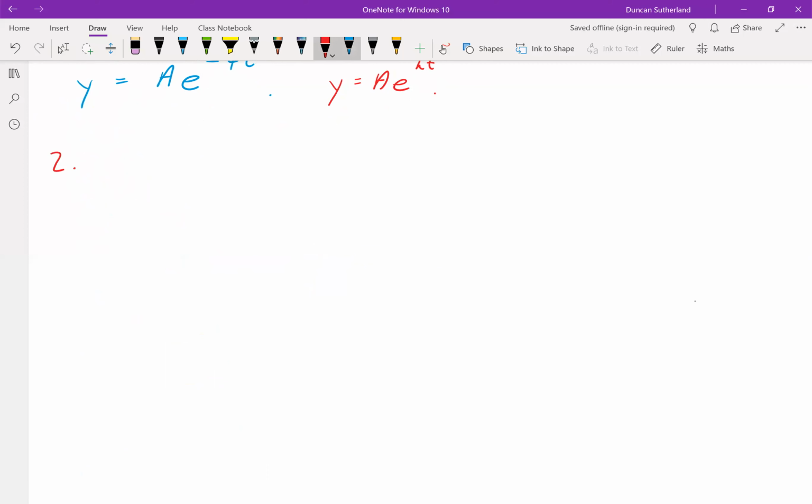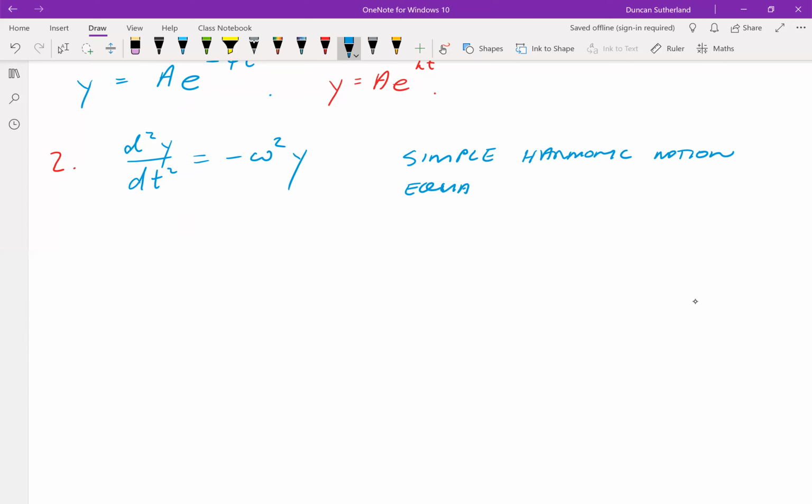Now we had another ODE. This was a second order ODE. Now, some of you might recognize this as the simple harmonic motion equation. It says that the acceleration of an object is proportional to the displacement of the object. We're not going to worry too much about that. We're going to note that the second derivative is proportional, and the constant of proportionality is omega squared.